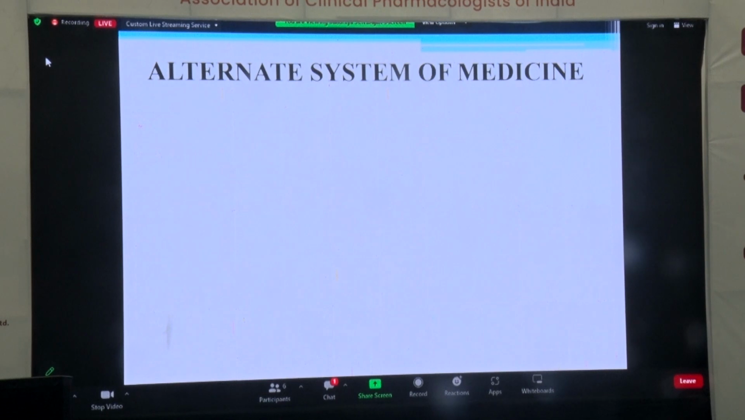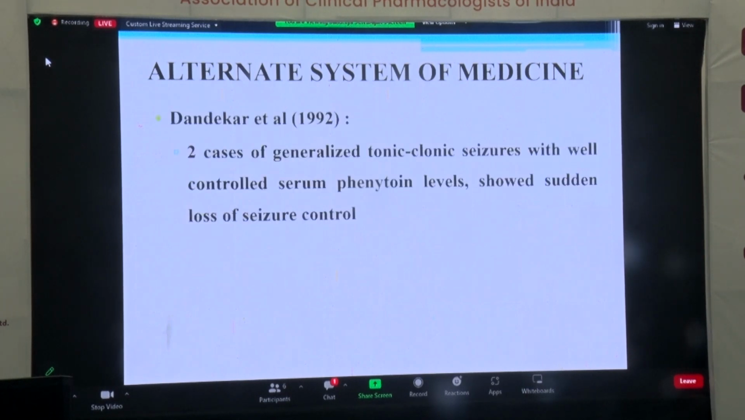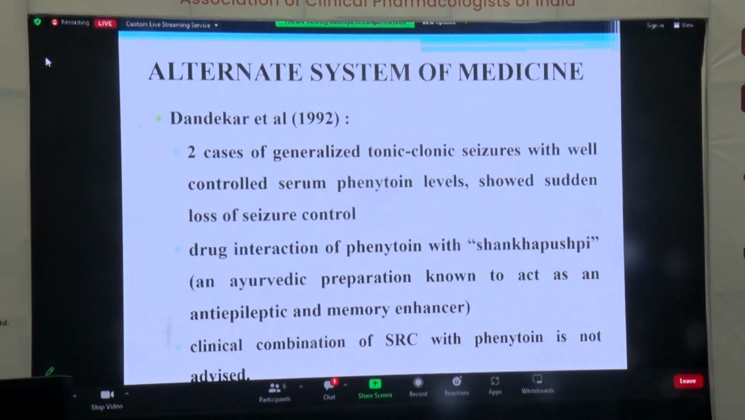Similarly, one more thing which we should keep in mind is the use of alternate systems of medicine. All of the systematic reviews have found that South Asians use alternate systems of medicine more than any other population. One of the interesting studies from KEM long back in 1992 found that 2 cases of generalized tonic-clonic seizures with well-controlled serum phenytoin levels suddenly showed seizures after a seizure-free interval. Upon taking history, they found that both these patients were taking an alternative Ayurvedic preparation called Shankapushpi, which is also known to have an anti-epileptic effect.